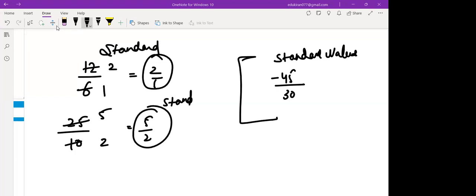Ma'am, do we also make the denominator minus? No need to make the denominator minus. You only have to further divide it. That's the answer. Whatever the numerator would be, it will be in your negative term, and whatever the denominator will be, it will be positive. I found the answer.